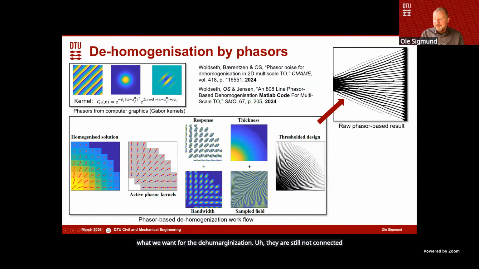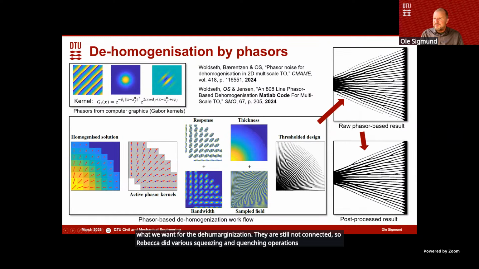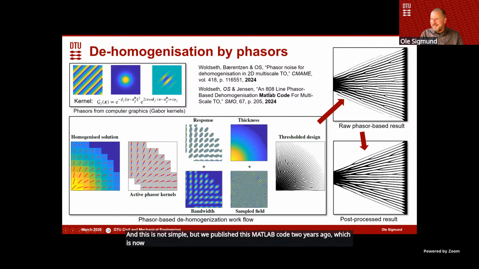So Rebecca did various squeezing and quenching operations and all kinds of stuff. So it's essentially post-processing. And then she was able to produce these connected structures. And this is not simple, but we published this MATLAB code 2 years ago, which is now called an 808-line Phasor-based dehomogenization approach. But essentially that does the job for you, and I invite you to play with it. It's actually quite efficient.